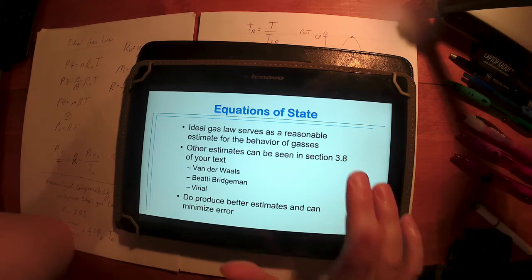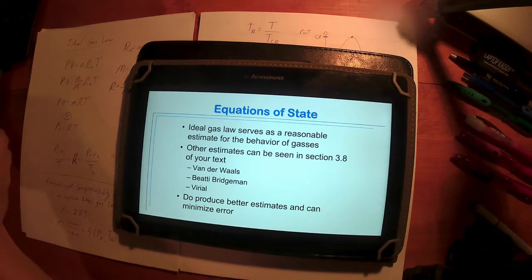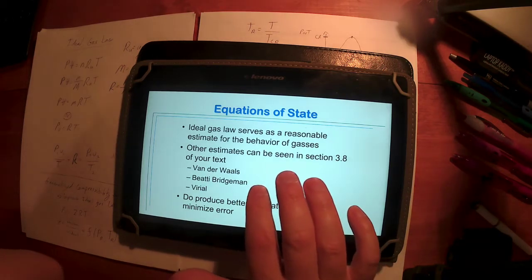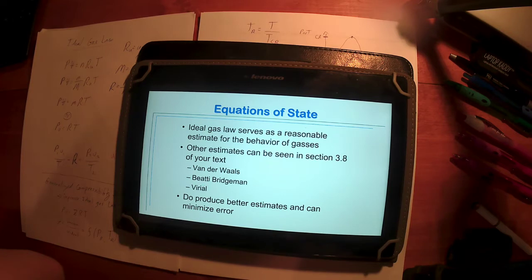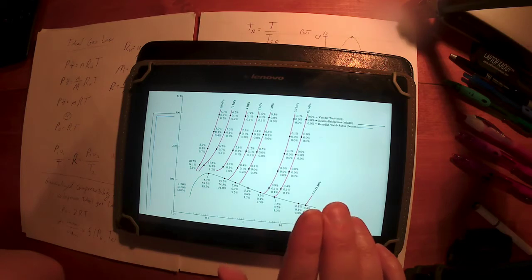Okay, equations of state. There are other equations of state. In our text, section 3.8 talks about other more robust equations of state. The ideal gas law is the simplest of equations of state that we can use. But as we've seen, there are errors associated with using it at certain times. The compressibility factor greatly improves the ideal gas law without too much effort. Then there are more robust, more powerful equations of state that are a little more mathematically complex to deal with, but they do produce better estimates. They minimize the error. They have much less error associated with them than the ideal gas law.